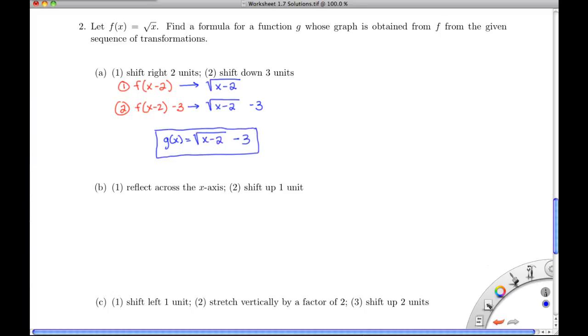And the nice thing about these is if you ever want to, you can graph the two on your calculator, and you can actually see the transformations occur between the square root of x versus this transformed function.